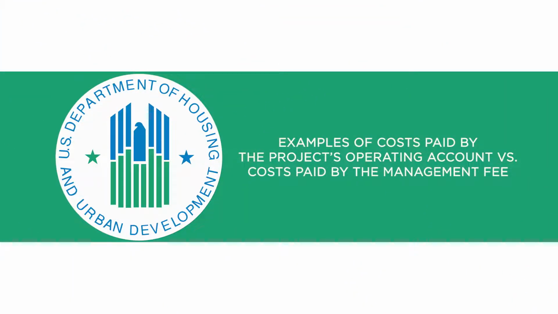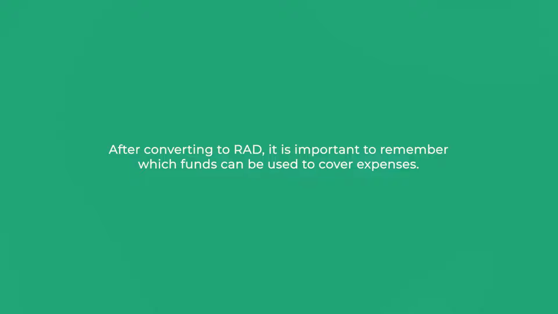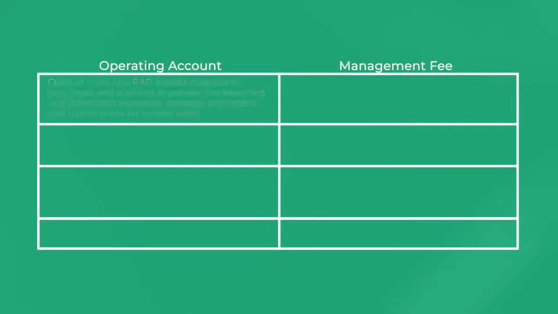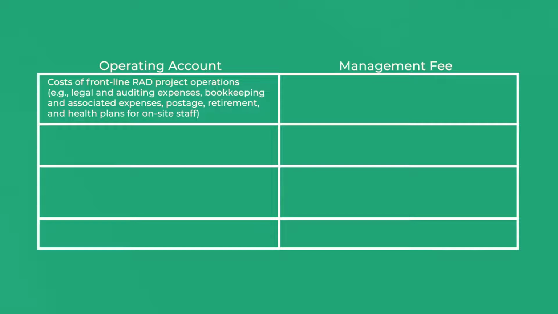Examples of costs paid by the project's operating account versus costs paid by the management fee. After converting to RAD, it is important to remember which funds can be used to cover expenses. Operating account is used to pay costs of frontline RAD project operations, for example, legal and auditing expenses, bookkeeping and associated expenses, postage, retirement, and health plans for on-site staff.